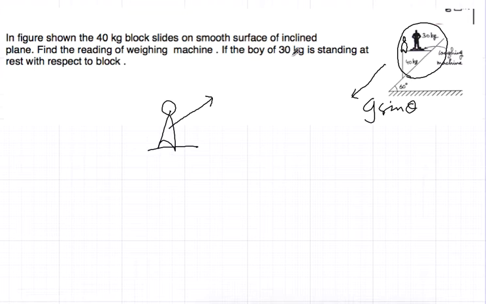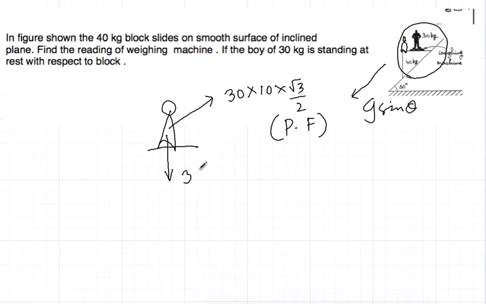Now what is the value of the pseudo force? We are taking the 30 kg man as the system, so the mass of the man is 30, into g sin theta. g is 10, sin 60 degrees is root 3 by 2. This is the pseudo force which will act. In the downward direction, obviously the weight of the man will be there, 300, and in the upward direction we have N. N is the normal reaction by the surface of the 40 kg.